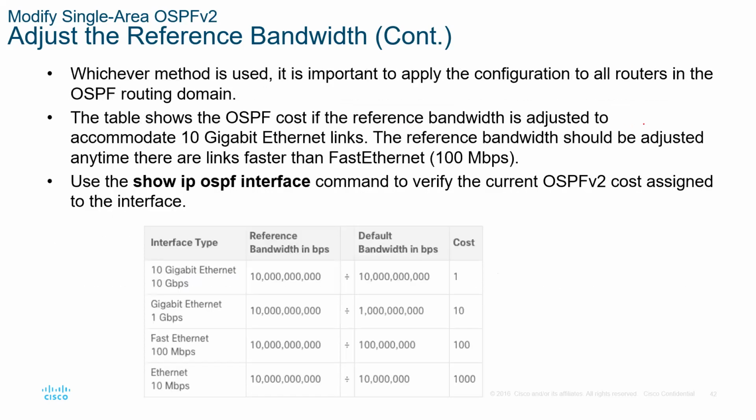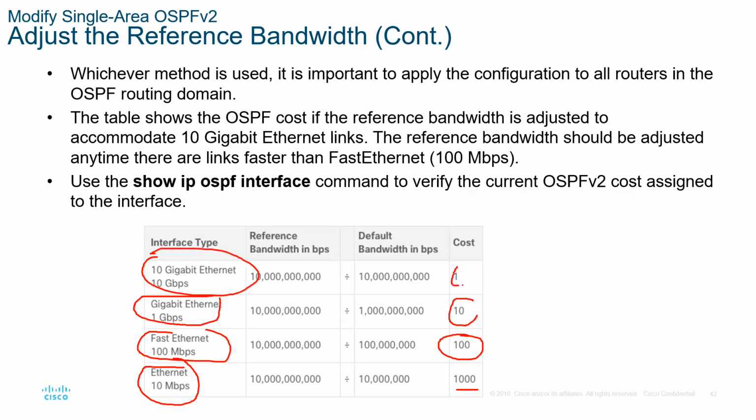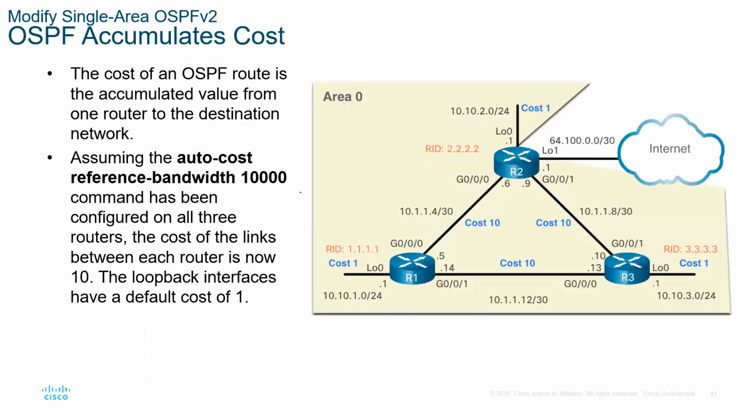If I do the adjustment, it simply means that Ethernet is going to have a cost of 1,000, Fast Ethernet is going to have a cost of 100, Gigabit Ethernet is going to have a cost of 10, and 10 Gigabit Ethernet is going to have a cost of 1. Remember, the lower the cost, the more preferred the route. You use the show ip ospf command to verify the cost configuration.